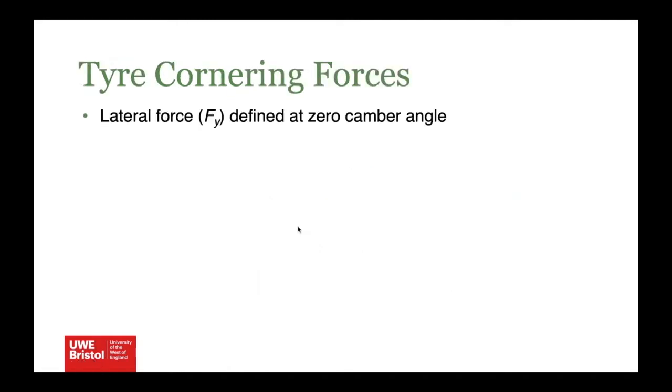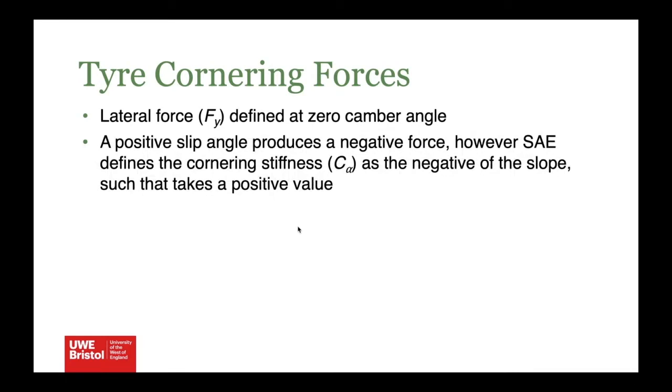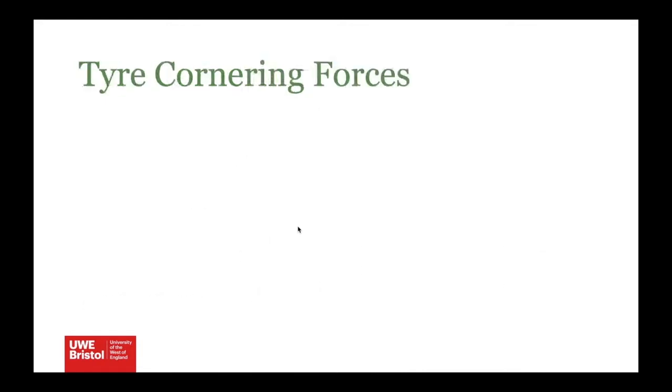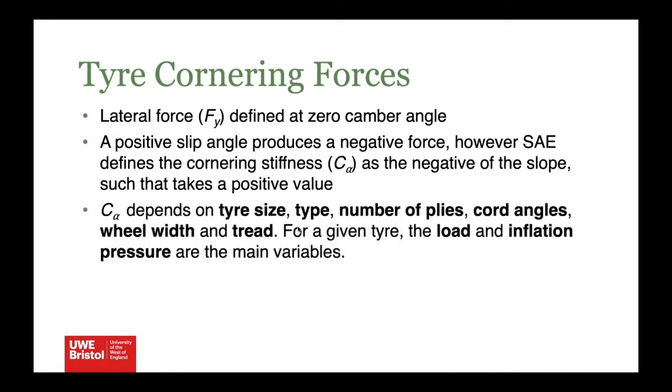So, lateral force is defined at zero camber angle. A positive slip angle produces a negative force. In terms of sign conventions, if you've got an angle that's positive, which I believe is to the right, the force is negative, which means it's to the left. But the SAE defines the cornering stiffness as the negative of the slope, such that it takes a positive value. Sometimes you'll see cornering stiffness actually defined as a negative value, but the way we've drawn it here, that's clearly a positive value. Like I said, it depends on how it's been defined.